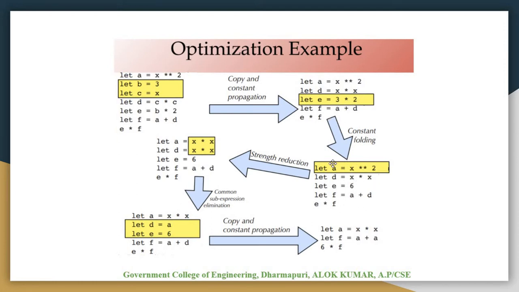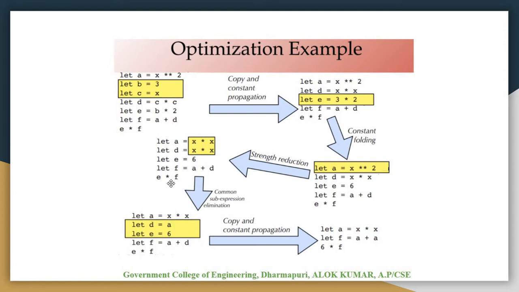After that, this power operator, the exponent operator, has more strength. So we can replace x power 2 by writing x into x. So we have reduced the strength of this operator. Now this is where the common subexpression elimination technique can be used. In place of this x into x we can write a. So we have written a.